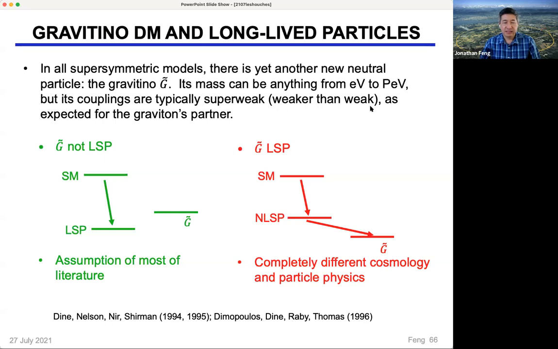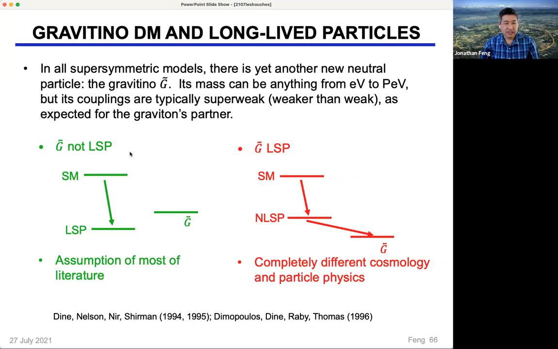So it's extremely weakly coupled, and that's maybe no surprise because after all, it's the partner of the graviton. And the graviton's mediating gravity, and gravity is extremely weak. And so gravitinos kind of get that same weak interaction because of their partnership with the graviton.